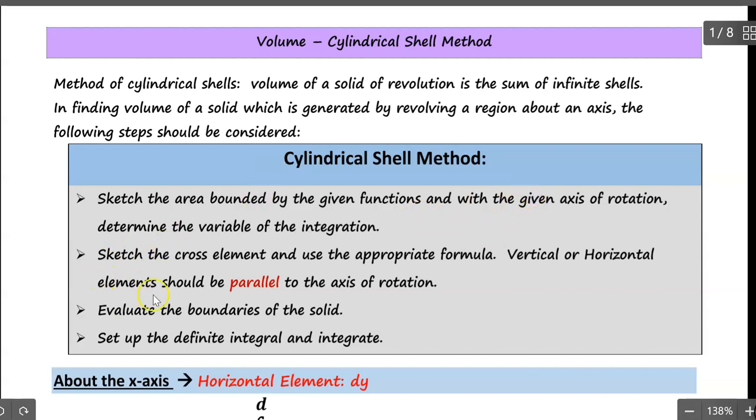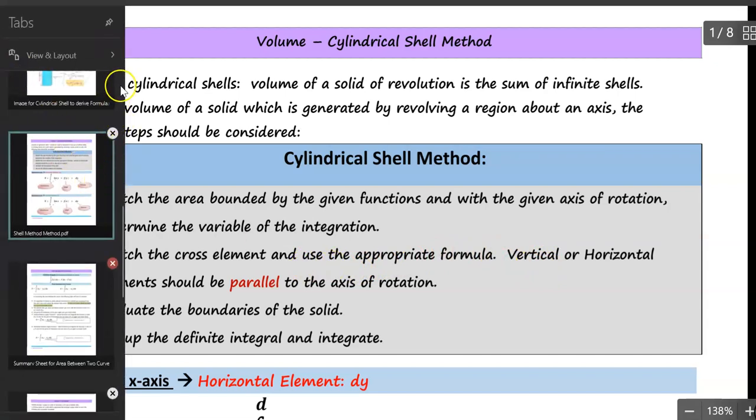Okay, so the next step is very important here. We are going to sketch the element associated with the area that we are finding, and then based on the axis of rotation, you are going to get the element that is parallel to the axis of rotation. Unlike the disk method that we have done in the previous unit, where we identify the vertical or horizontal element when it's perpendicular to the axis of rotation, the shell is the complete opposite. Using shell, you must have the elements that are parallel to the axis of rotation.